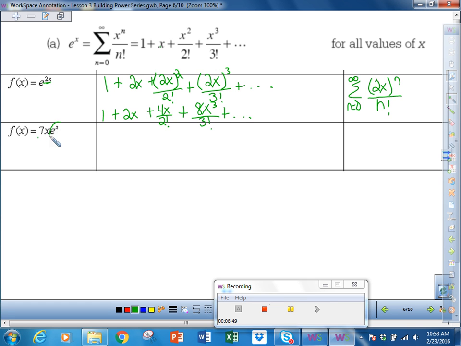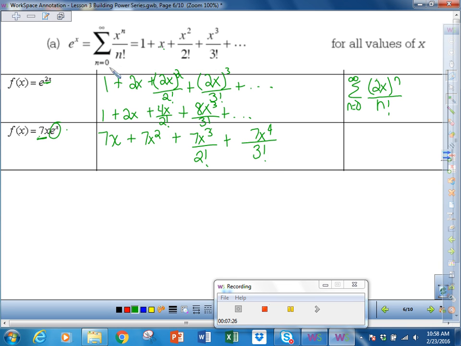So I would have to write out e to the x, and then every term is going to be multiplied by 7x. So I'm going to take e to the x and multiply it by 7x. So each term is multiplied by 7x. That'll give me 7x plus 7x squared plus 7x times x squared would give me x to the third. And 7x times x cubed would give me 7x to the fourth.